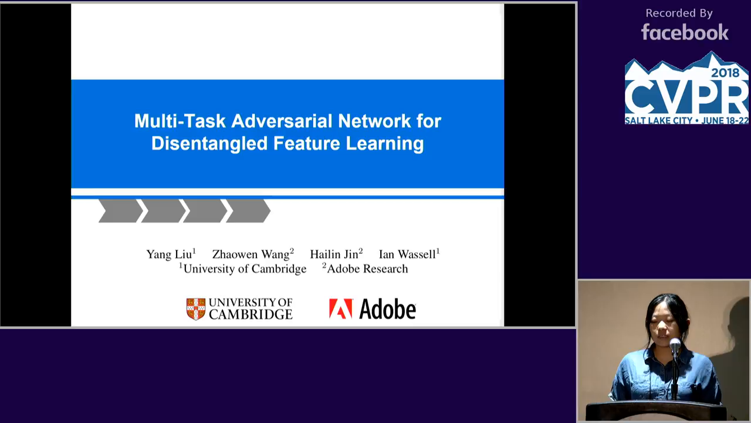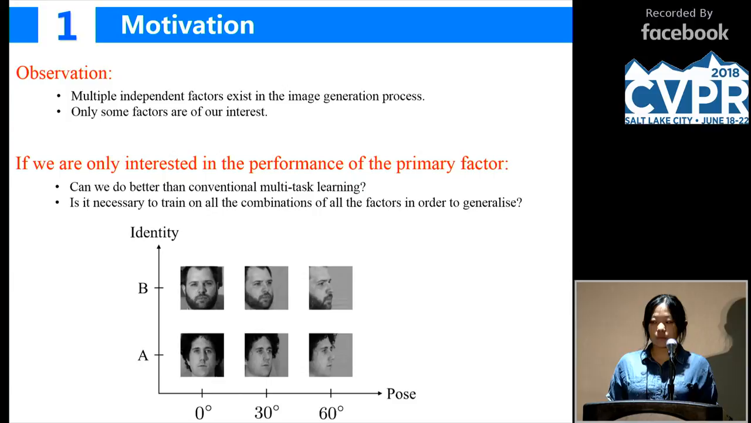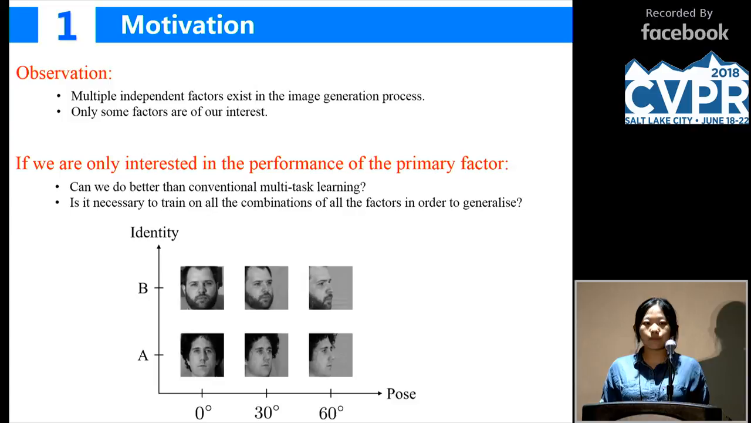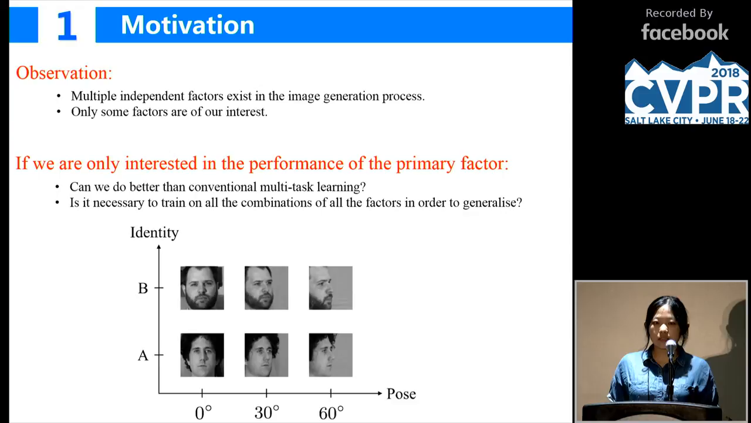The motivation of this work comes from an observation. There are multiple independent factors in the image generation process, but in most applications, only some of the factors are of our interest. As shown in the following example, the images of human faces are determined by at least two factors, identity and pose. But in face recognition, normally only the identity of the human is the factor of our interest. We will call it the primary factor or content factor. All the other factors, such as poses, expressions, and illuminations, are distraction factors. We will call them style factors in the following slides.